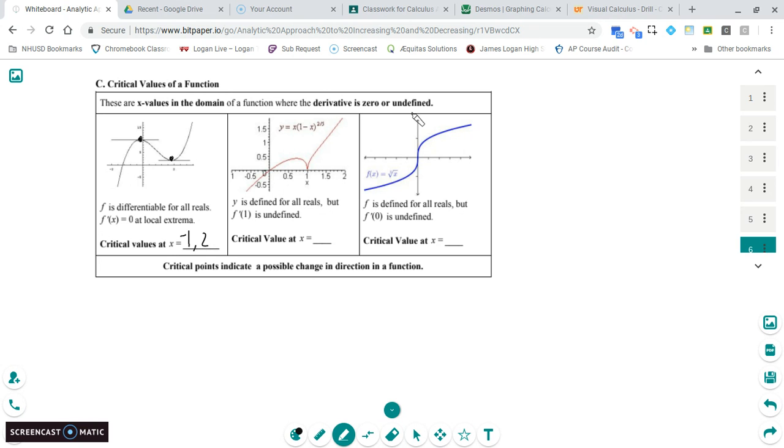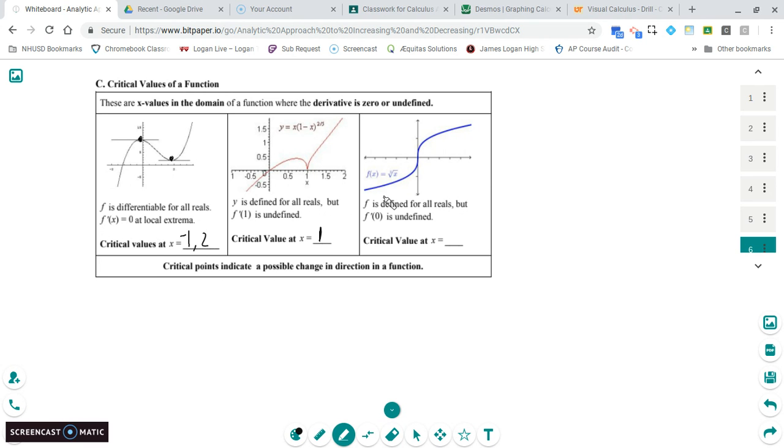Critical values are also where your first derivative is undefined. So if this is my function and I was to take a derivative at this point here, well, that would not be defined, right? We can't take a derivative at a cusp. So that's located at x equals 1. So x equals 1 is a critical value.